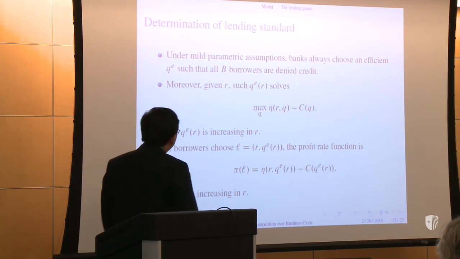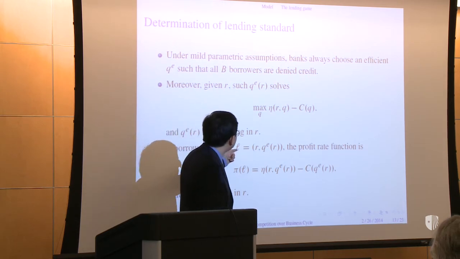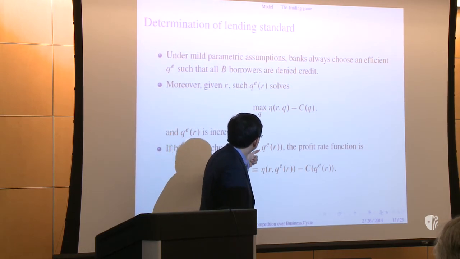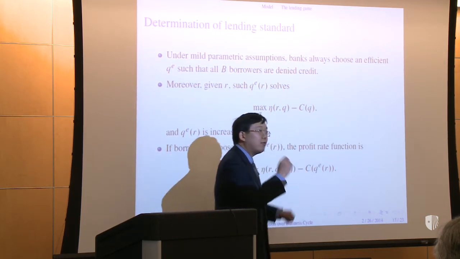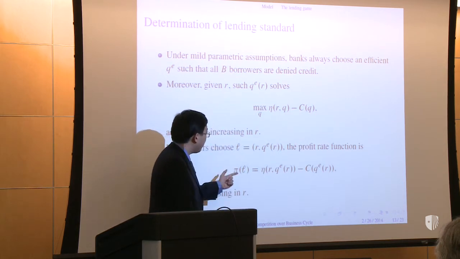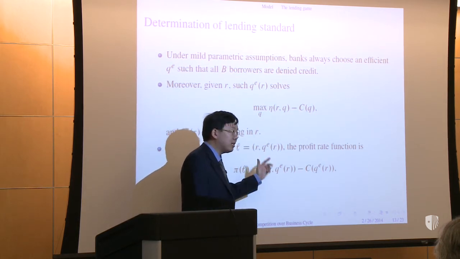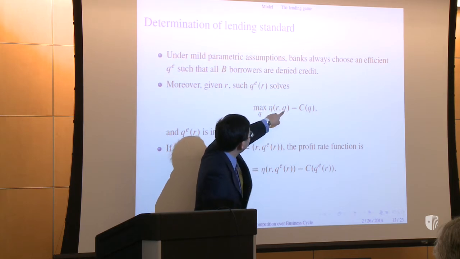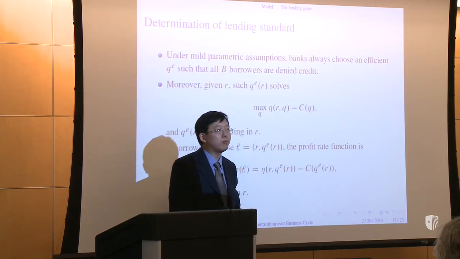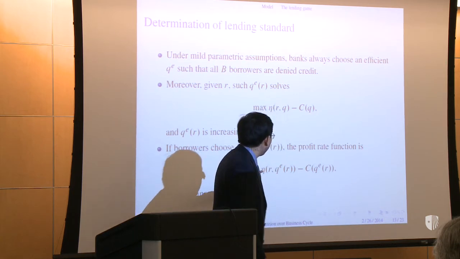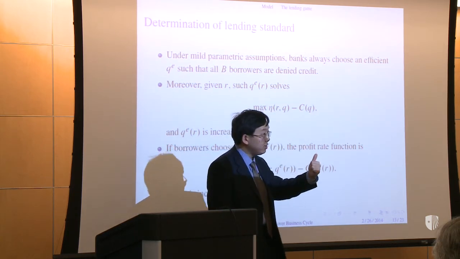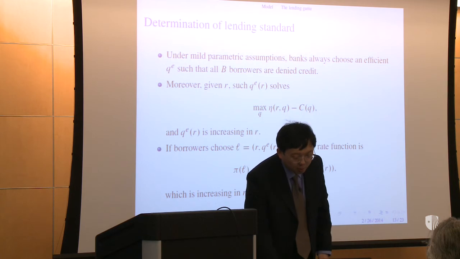And moreover, if banks do choose this loan contract L with interest rate R and with efficient screening intensity Q, the profit rate function of the banks can be written in the following way. That is just you replace Q with the efficient Q. And this profit rate function turns out to be a function of R only, which is increasing and has all those nice properties.